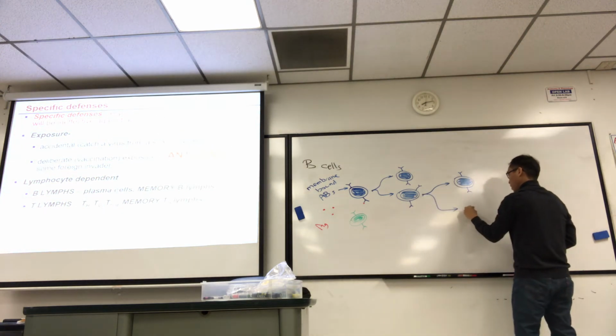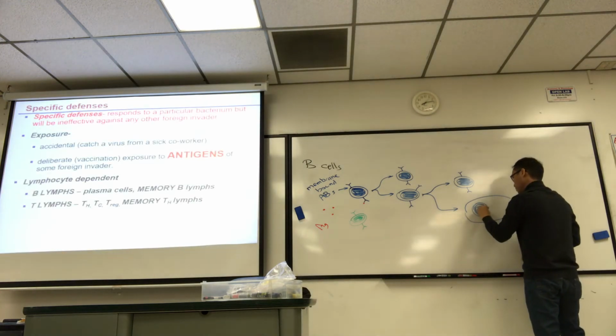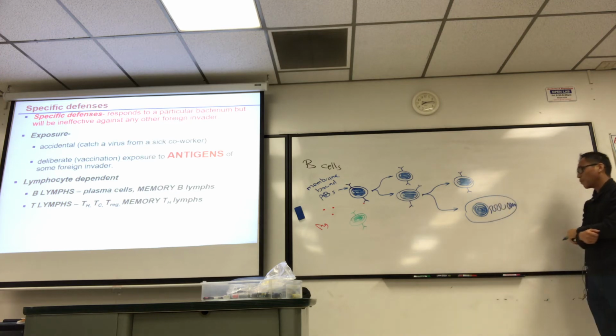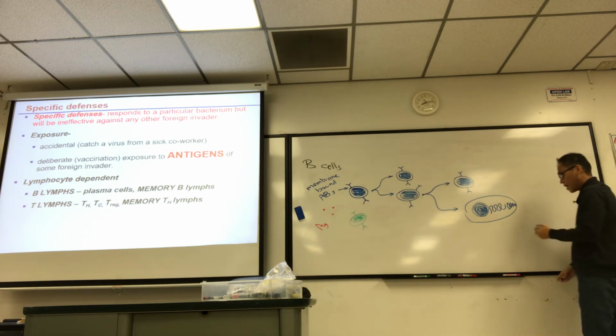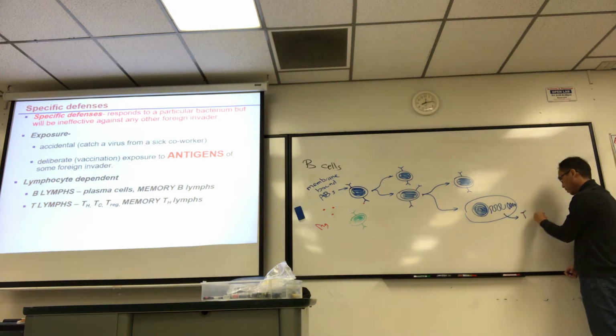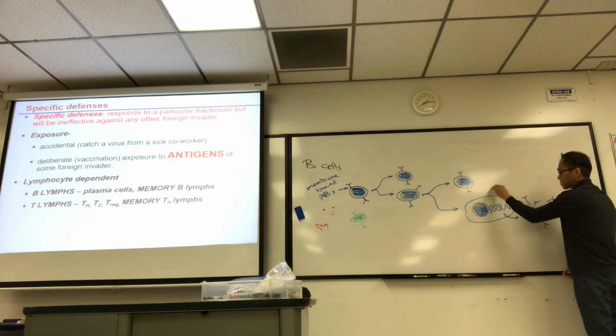Draw this one this way. I'm drawing ER and Golgi. I'm making a bigger cell with more cytoplasm. This one is your antibody factory, right? You need some cells to make the antibodies. And they're going to secrete them into circulation. So these are the immunoglobulins that circulate in your bloodstream. This is called the plasma cell.